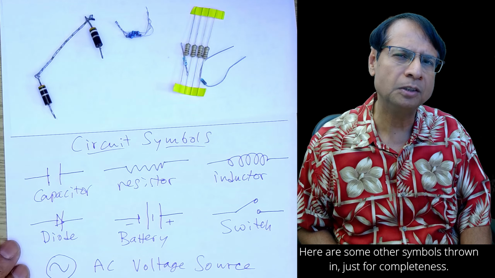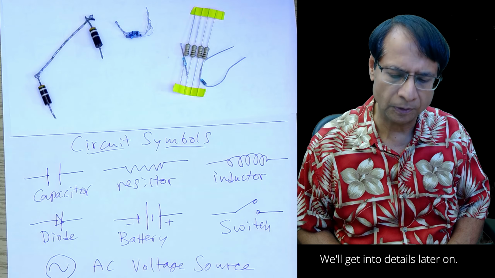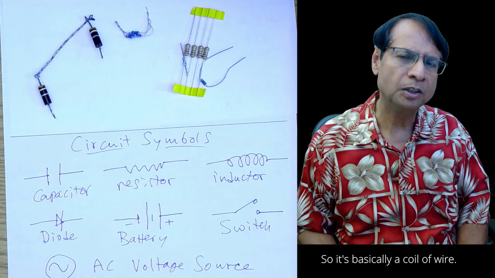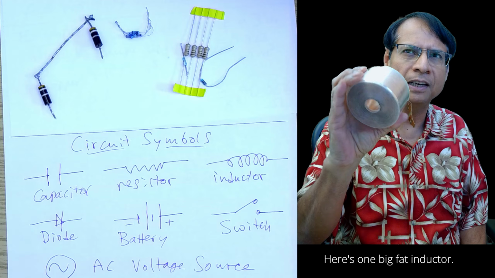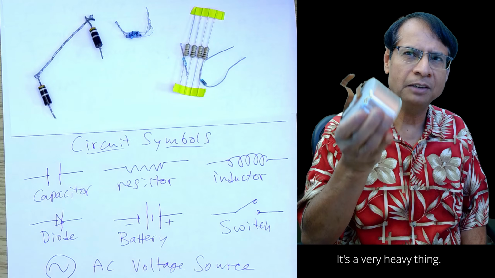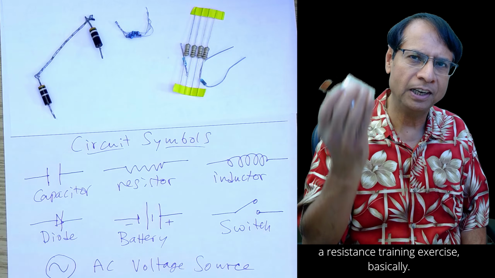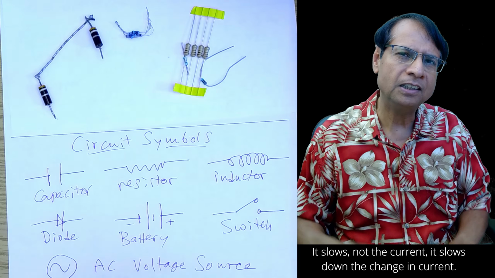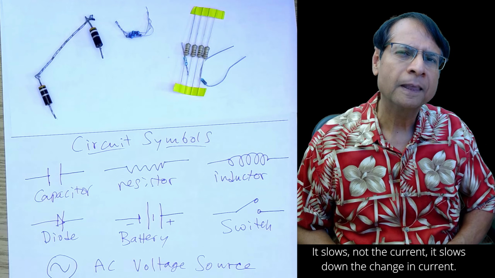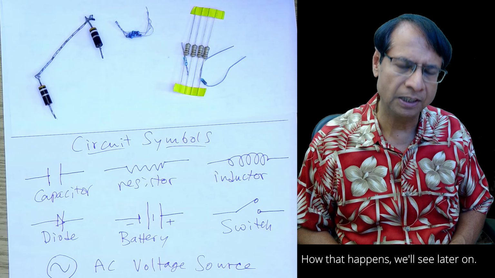Here are some other symbols thrown in, just for completeness. We'll get into details later on. This is an inductor. So it's basically a coil of wire. Here's one big fat inductor, a very heavy thing. So as a side benefit, you can use this for resistance training, exercise basically. So that's an inductor. It slows not the current, it slows down the change in current. How that happens, we'll see later on.